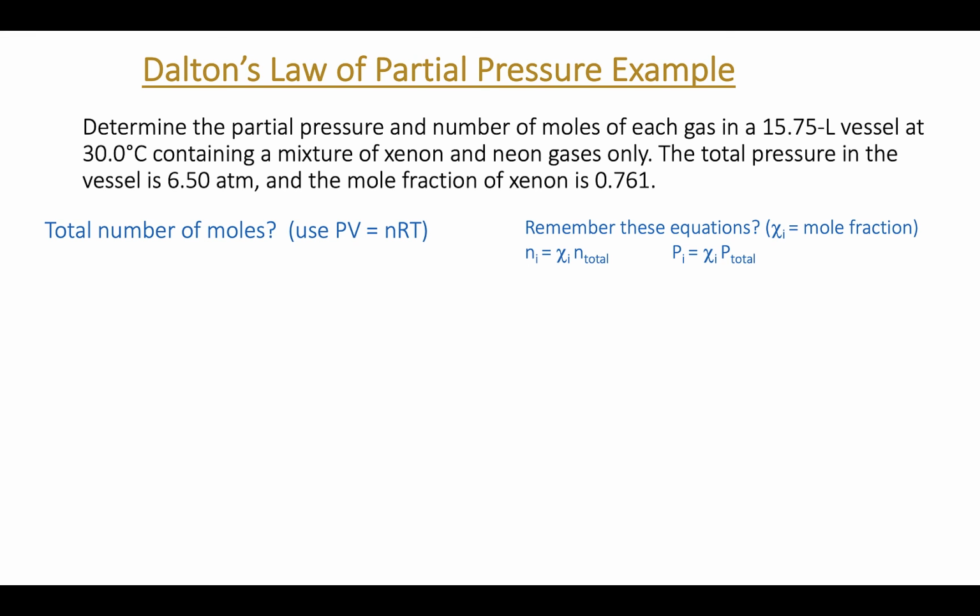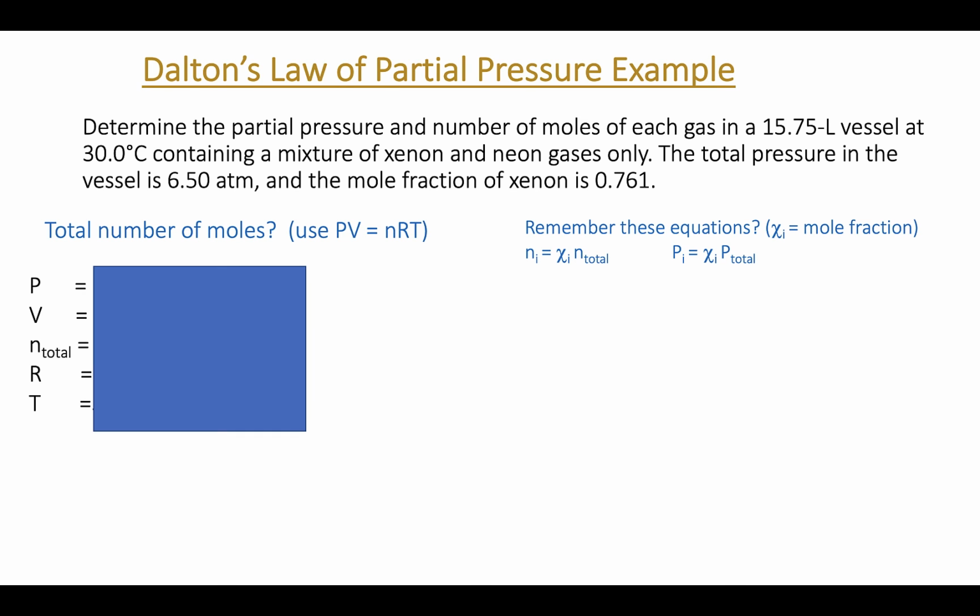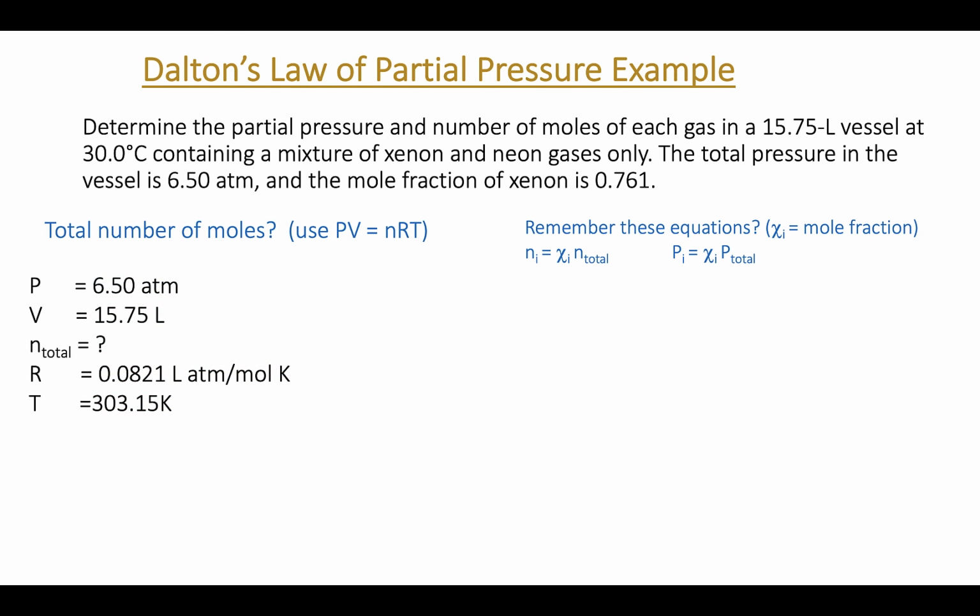So first thing we need to do is get the total number of moles. Because while we have the mole fraction, we will need to know the total number of moles to get there. But we have all the information we need. PV equals nRT. We have pressure, volume, and temperature data. We know R, and so we can go ahead and calculate using the ideal gas law and obtain that the total number of moles is 4.11 moles. That's the total number of moles here in this system.